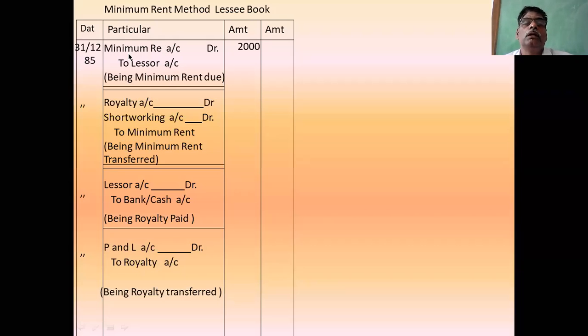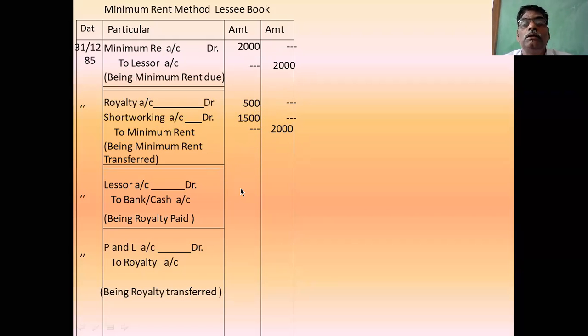Okay, you see here how to write the journal entry. Minimum rent is 2,000. It is related to lessor. Minimum rent account debtor 2,000 to lessor account 2,000. Then this is transferred to royalty and short working. Out of this 2,000, 500 is royalty and 1,500 is short working. Total minimum rent is 2,000. Like this, you have to fill the amount.